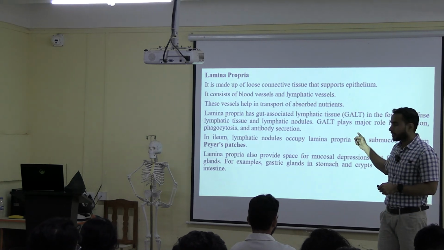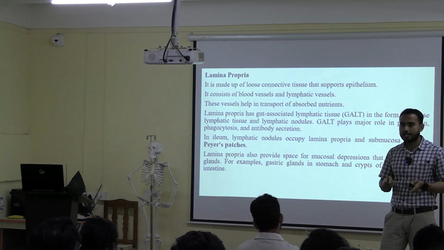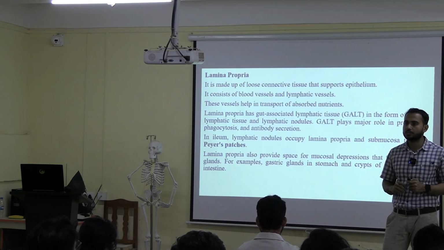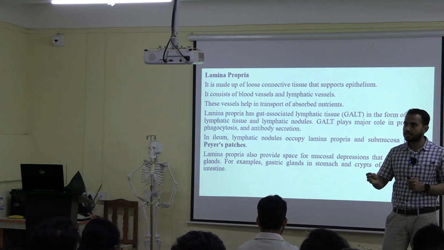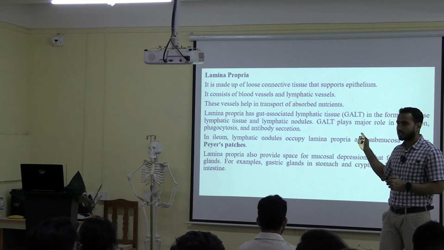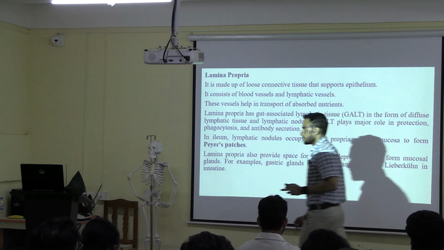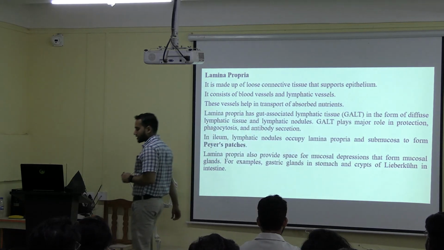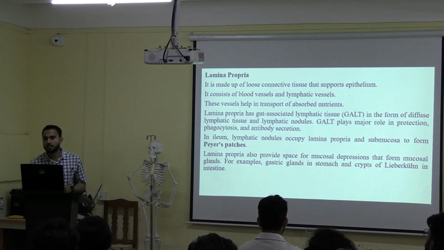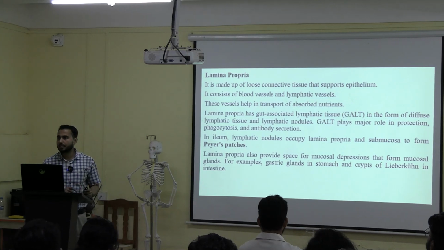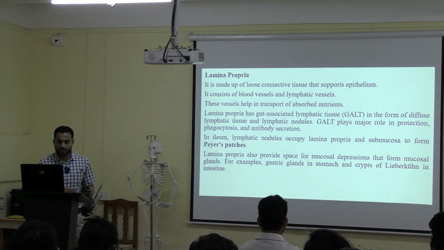Next, in case of GIT, the same aggregation is there, which you can see in the lamina propria. Though it is GIT, that's why it is called GALT, that is gut associated lymphoid tissue. The function is the same. If any lymphoid tissue is there, what will be the function? Protection from pathogens, and it will also secrete antibodies in response to antigen.